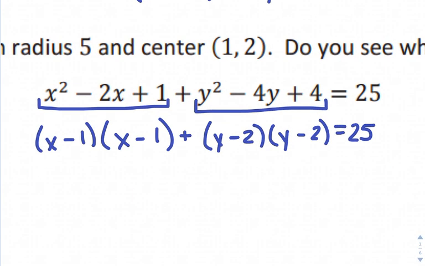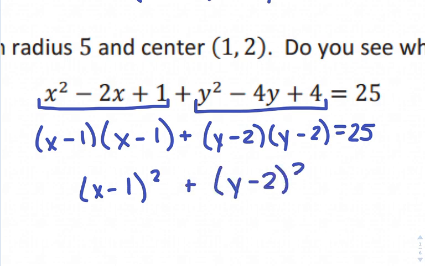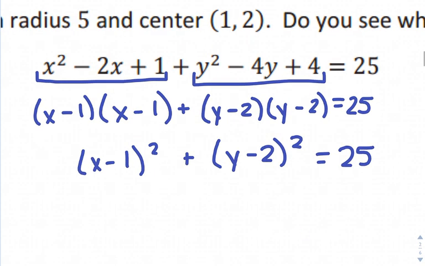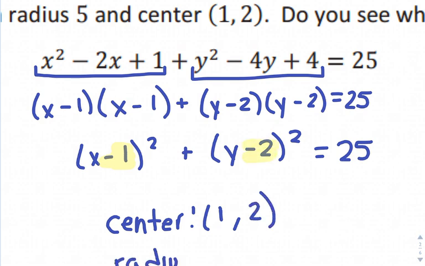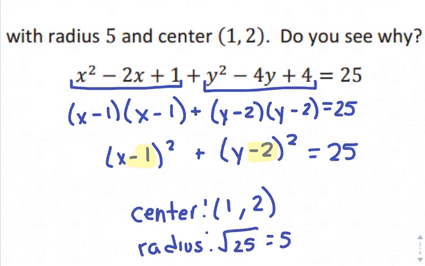So now I can rewrite this as (x − 1)² + (y − 2)² = 25. If I wanted to take the center, remember you take the opposite sign. So for A here, opposite of −1 is +1. For B, opposite of −2 is +2. And then for my radius, I take the square root of 25, which is just 5.